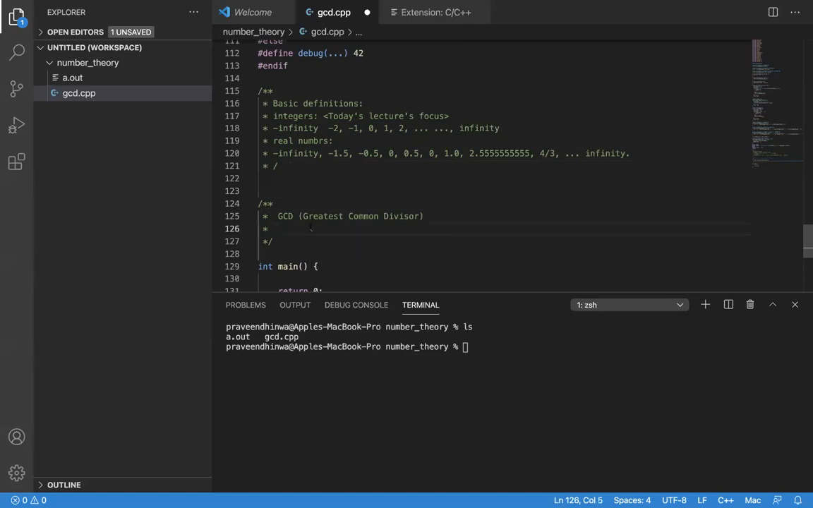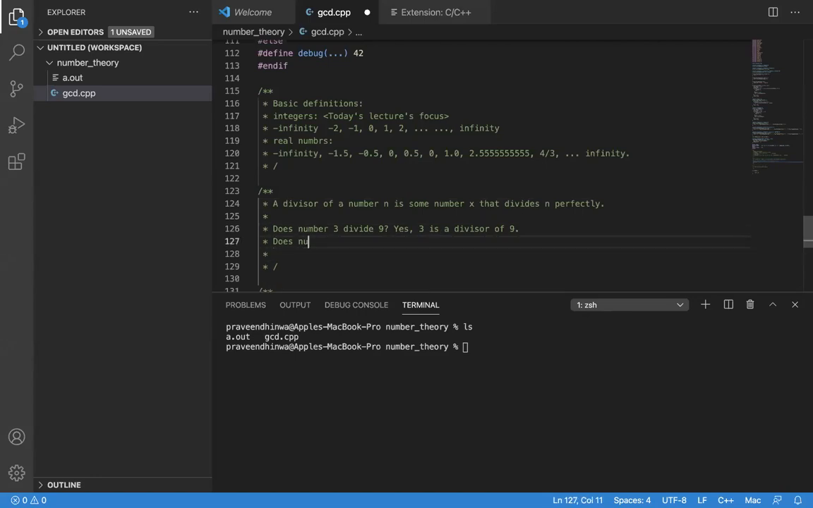So let's define what a divisor is first. A divisor of a number n is some number x that divides n perfectly. For example, does the number 3 divide 9? Answer is yes. So 3 is a divisor of 9.